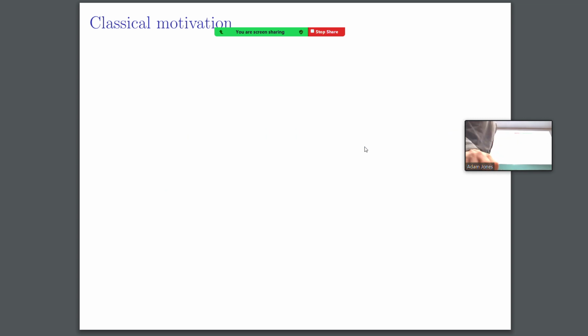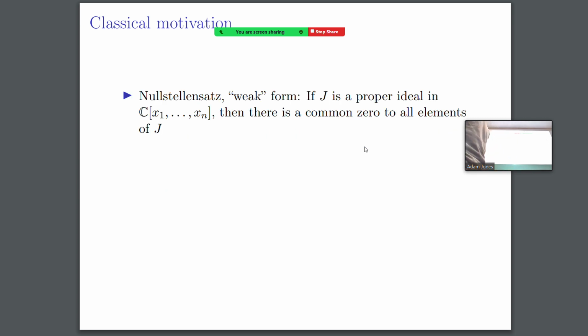There is also the so-called weak version, stating that if J is a proper ideal in this ring, then there is a common zero to all elements of J. And the terminology weak and strong is somewhat misleading because it is, in fact, very easy to see that the weak version is a consequence of the strong version, but there is also a famous trick which we'll mention later to deduce the strong version from the weak version.